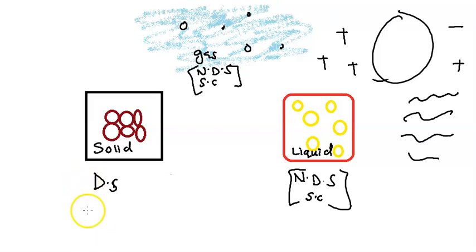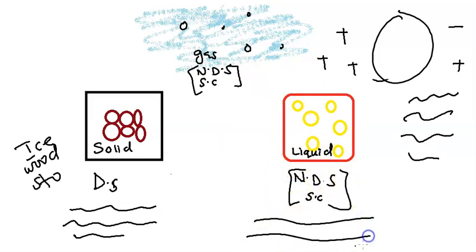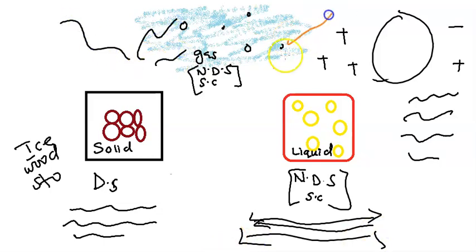So notice this solid, what happens in the case of particle movement? They vibrate in fixed positions. Most times the particles vibrate in fixed positions. Examples of solids are ice, wood, and stone. While in the case of particle movement for the liquid, what happens? They flow or slide past each other. This is how they move past each other. That is in the case of the liquid. In the case of the gas, they move rapidly and freely, either in the atmosphere or anywhere.